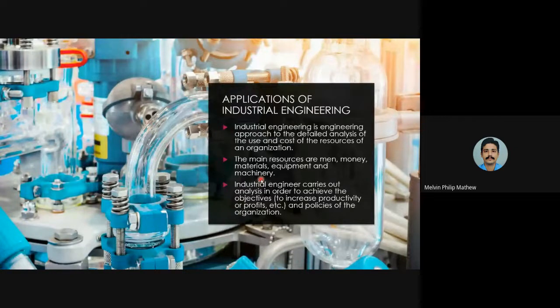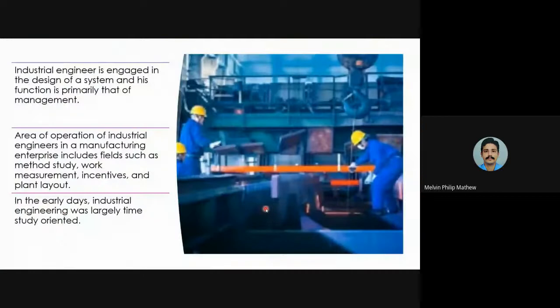The engineering study is done using these resources. An industrial engineer carries out the analysis in order to achieve the objectives, that is basically to increase the productivity or profit. These are the basic objectives of an engineer. So you have to increase the productivity and also the profits. Engineers carry out analysis on these resources and introduce various policies in the organization to increase the productivity or profit. That is how industrial engineering is applied in the industry.